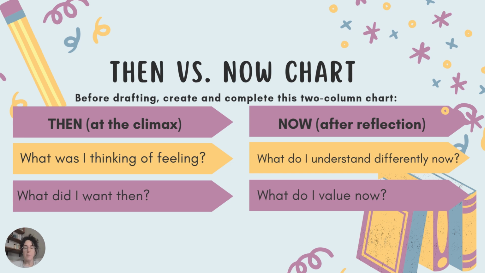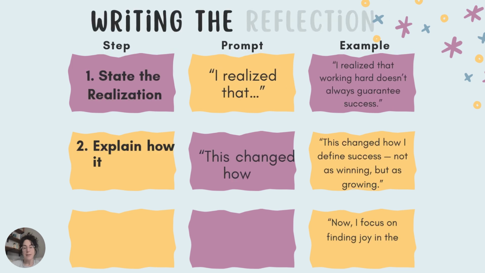What should you think about? Before you begin drafting, you can look at this 2-column chart thinking about the climax. What was I thinking? What do I understand differently now? What did I want then? What do I value now? That is my reflection. Again, this is just to make sure that we are analyzing and not summarizing.